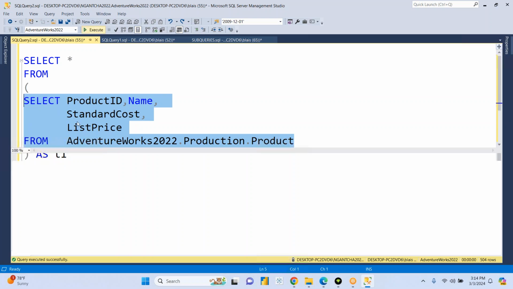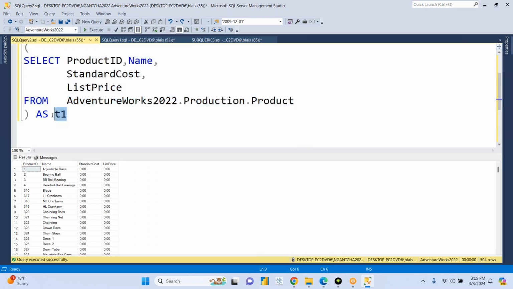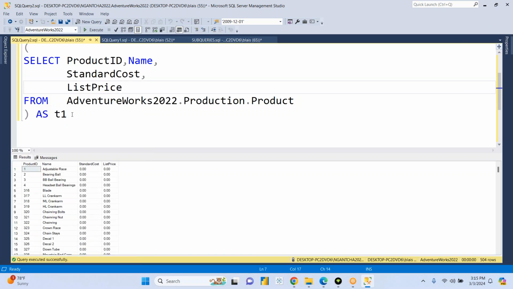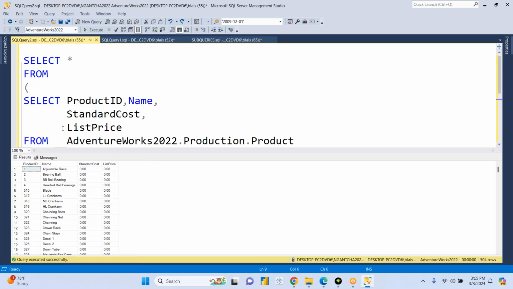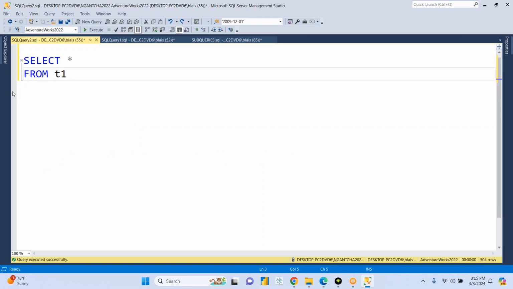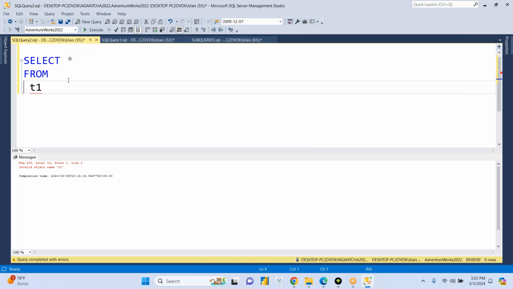So the system generates this and stores it in a virtual table called T1. T1 does not exist anywhere on the Object Explorer. It's just some virtual construct. That's why when you dismiss its definition or the query, T1 becomes useless. Select star from T1. What is T1? T1 is useless. So this is what we're going to see next week.